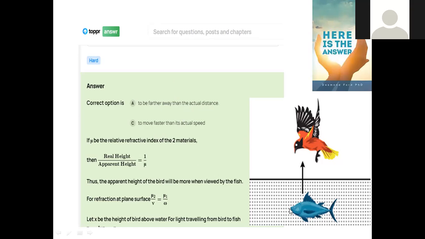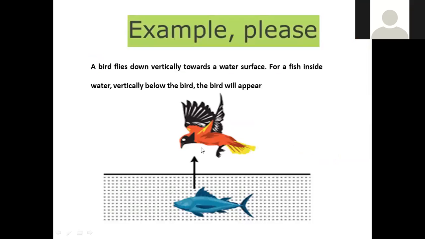And the second is that it is moving faster. The fish assumes it is moving faster compared to the actual one, right? So when compared to the speed of the bird, the fish assumes it is still faster than its original speed. These are the two inferences drawn from the question we are getting here. What's the question here? The bird is coming towards the water, and at the same position we find a fish inside the water. Now the fish is watching the bird. What inferences is this fish able to draw?